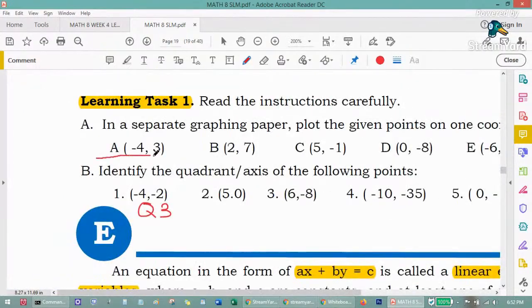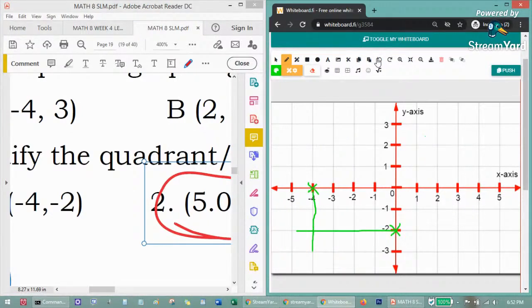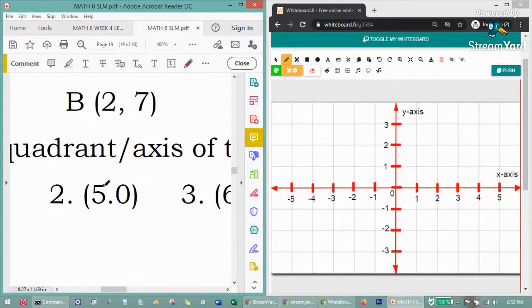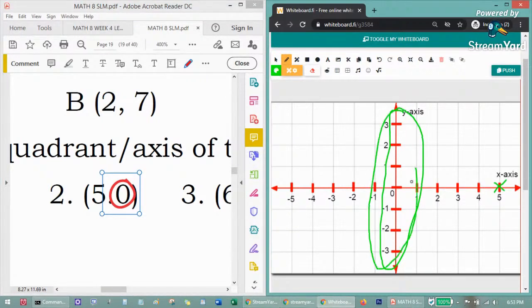Kasi pinapahanap sa atin kung anong quadrant. Okay, next number, (5, 0). Anong quadrant daw ang (5, 0)? So first, hanapin natin x is 5. So x is 5. This is x is 5. And y is 0. So titingnan natin tong y-axis. Nasaan ang 0? Ito yung 0. So nasaan yung point? So yung x is 5 and y is 0.